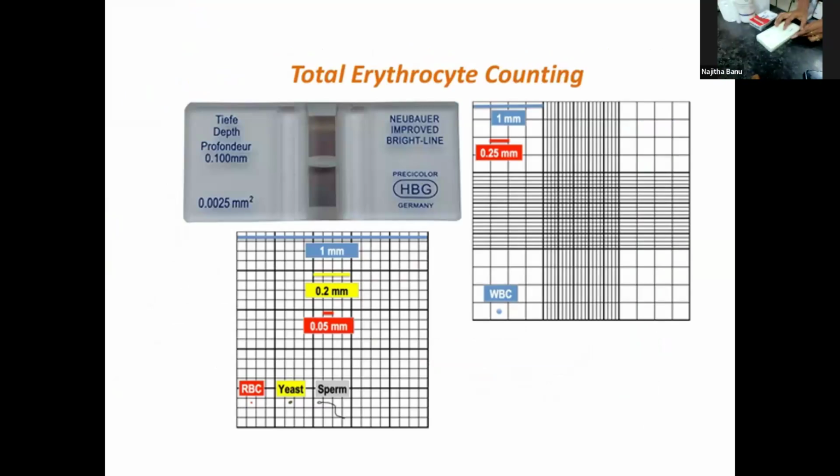Okay, so now you can see this is a hemocytometer box. Here it is mentioned, it is a hemocytometer box. The hemocytometer, or otherwise we call it the Neubauer counting chamber.